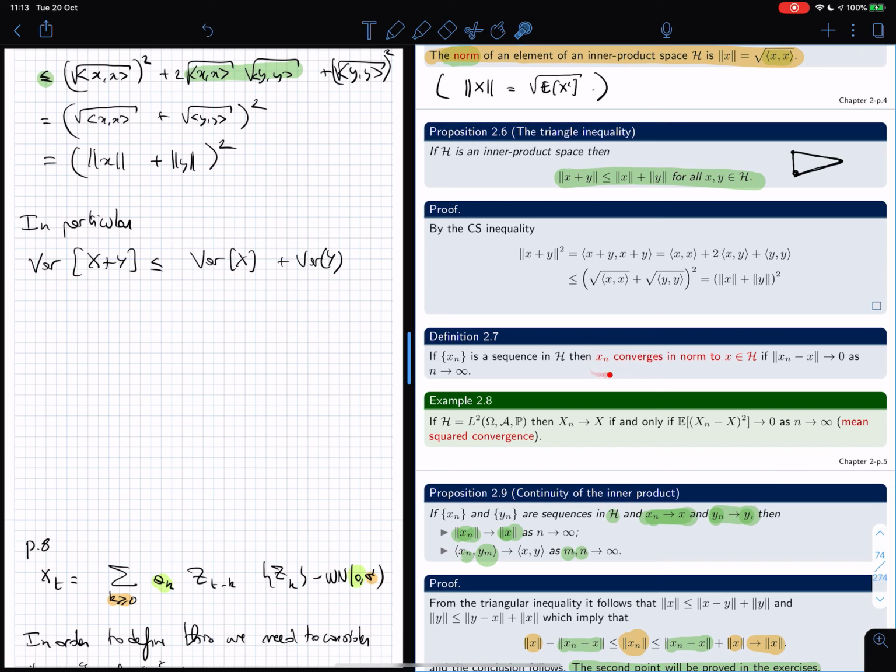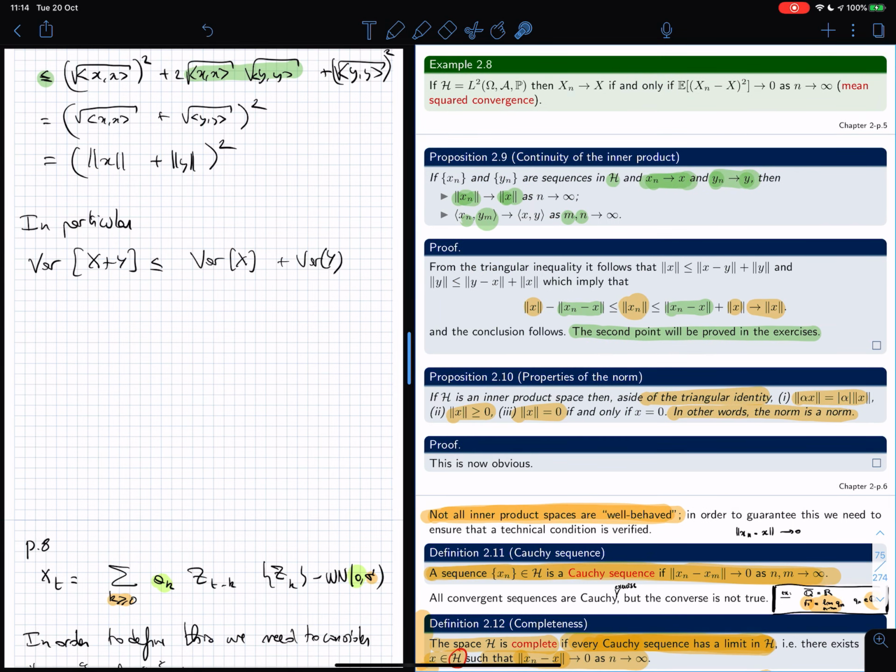So we say that a sequence of elements of an inner product space converges in some norm, so here this norm, to some element x of H, if the norm of the difference goes to 0. For example, in the L2 setting, we say that xn converges to x in L2 if the L2 norm of the difference goes to 0. That's what we also call mean squared convergence.